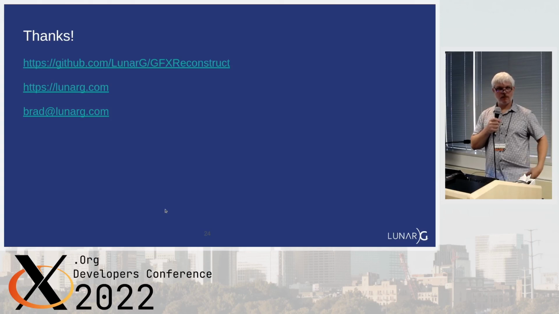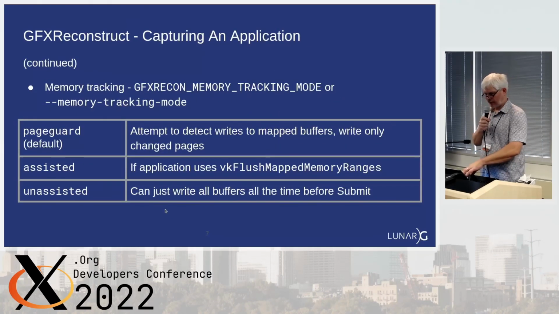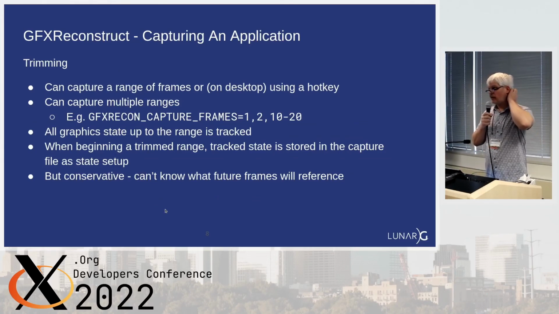So the rest of my question is, would it be possible to have one trace with multiple frames, because when you trim right now, you only have one frame per trace file? Oh, you can have multiple frames. Okay, so you can do this much: you can say you want frames 100 through 200, and then frames 200 through 300, and it will produce two capture files that represent those.